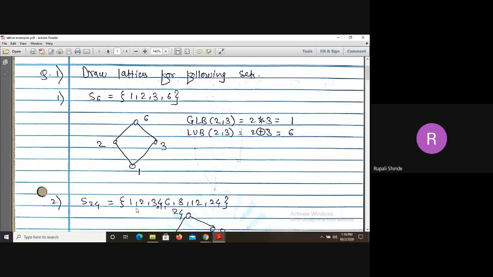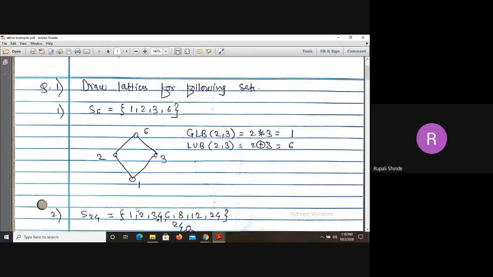Are you able to draw this lattice? Yes, ma'am. Okay, so try it and send your answer on our WhatsApp group, so I can check whether what you have drawn is correct or not.